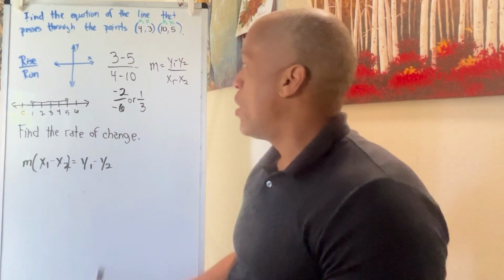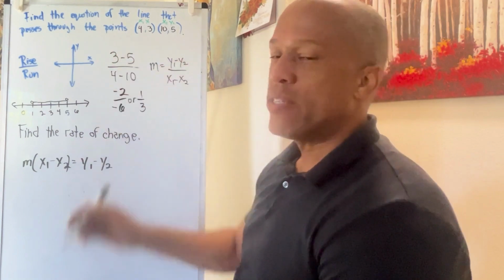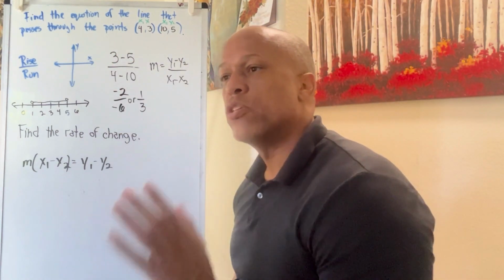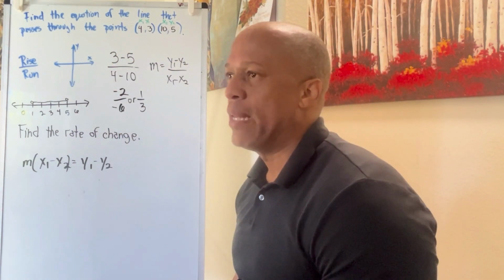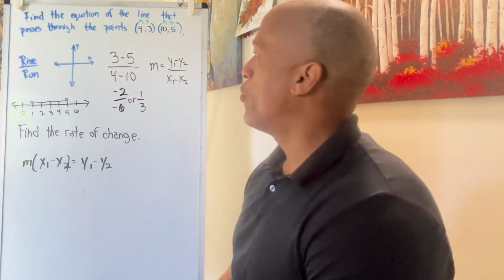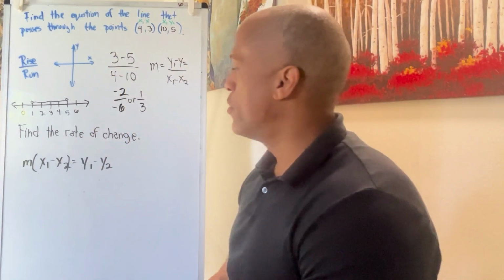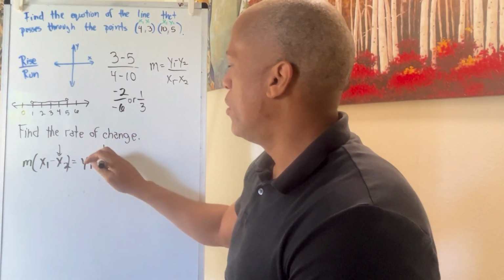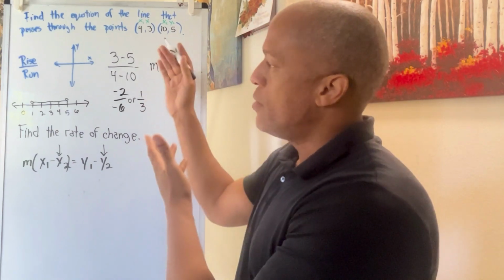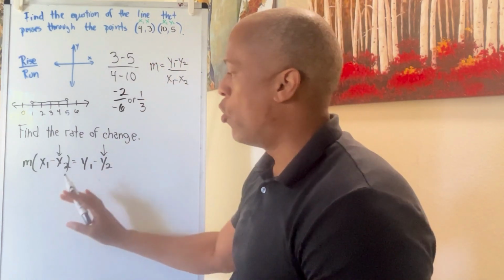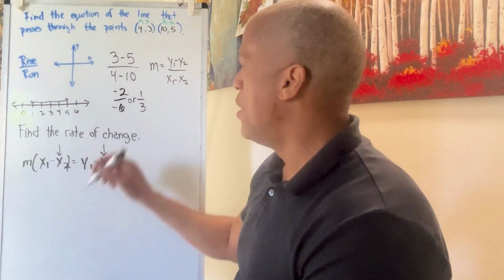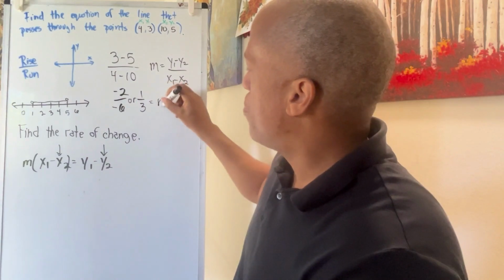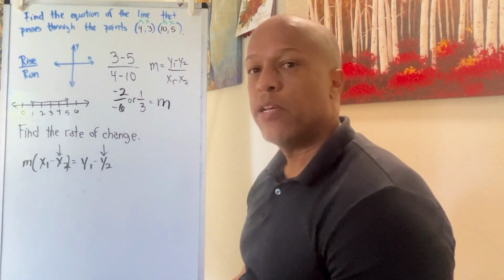My next step now is to actually use one of these points. I like to use the point that has the smallest numbers. I'm trying to make my life easier. I'm going to use the 4 and the 3. Those are smaller numbers than the 10 and the 5. We're just going to put those numbers in here and here. Okay. So what I'm doing is I'm taking the same information. I'm creating a whole different equation out of it. I found my slope. My slope is right here, or my rate of change. It's 1/3.